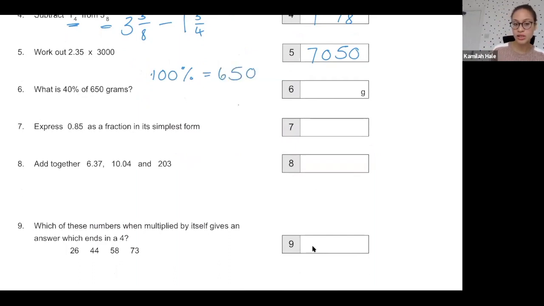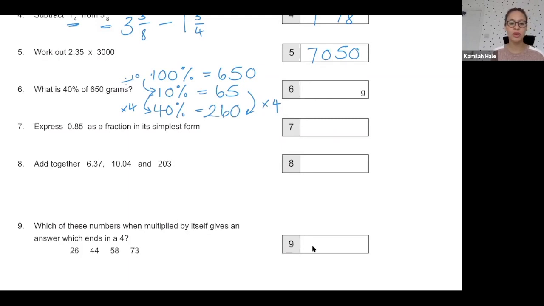So 100% is 650. 10% is 65, because we divide by 10 there. And then to get to 40%, I need to multiply by 4. And 65 multiplied by 4 is 260. So I just found 10% by dividing by 10, and then times that by 4. All right, if you've done that, you can have a look at the next one.